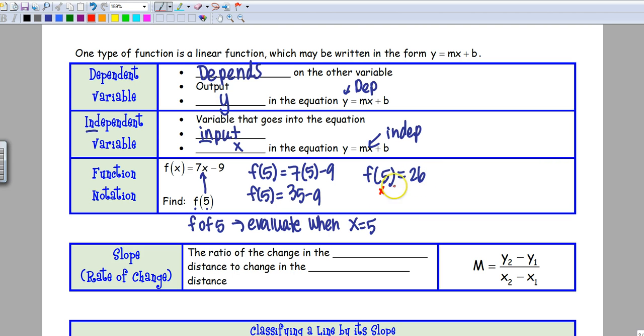This is your x, this is your y. What this is really doing is telling you you have the ordered pair (5, 26) on this graph. Pretty cool.